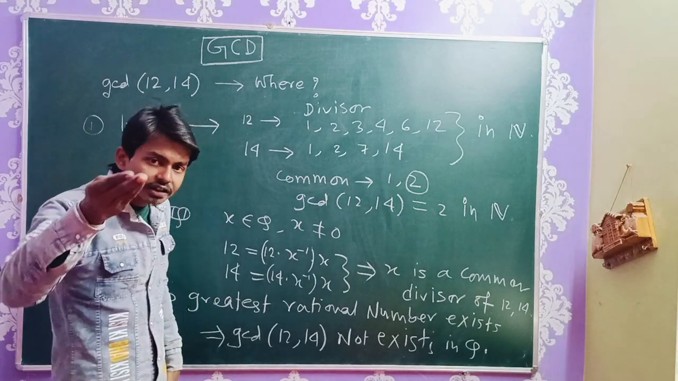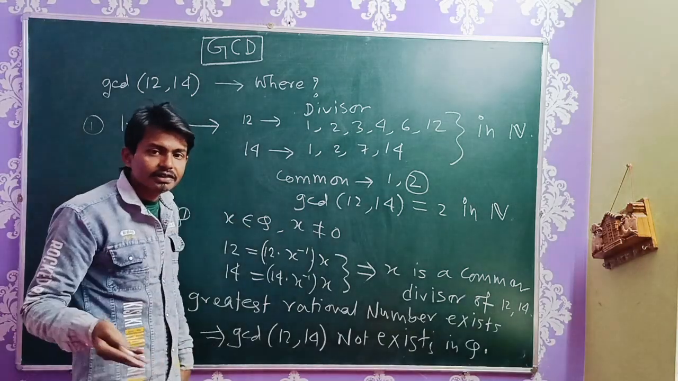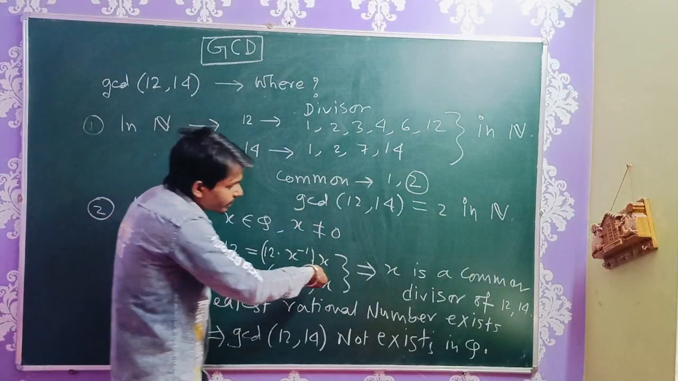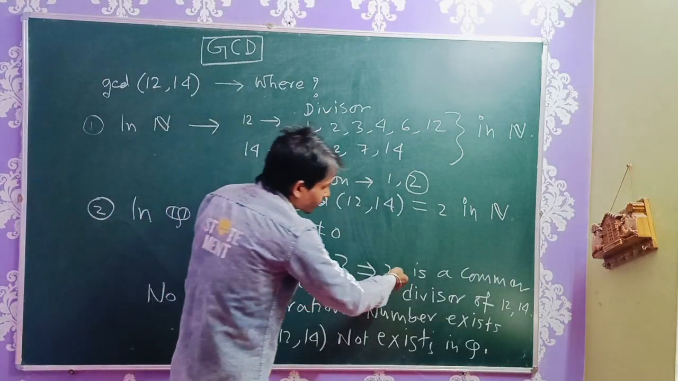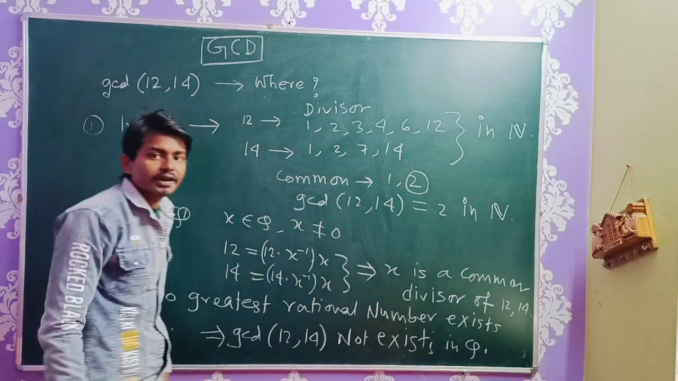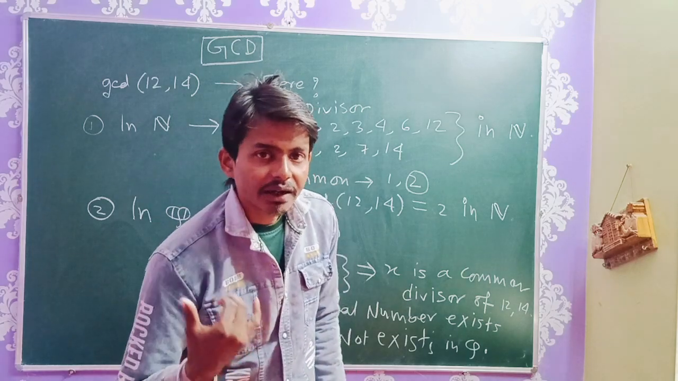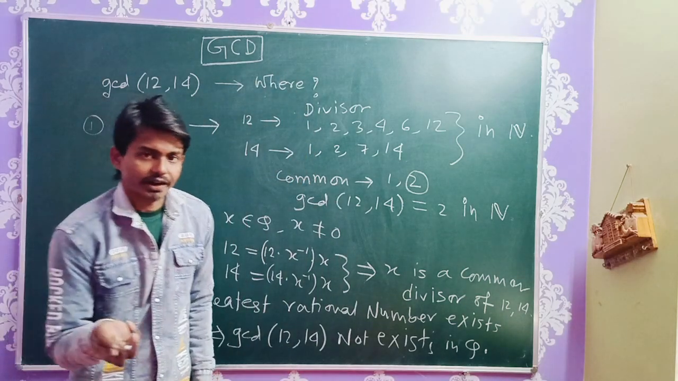One thing you note here is that theoretically, if you take any non-zero rational number, let's say x, then 12 you can write in this format, and 14 also in this way. Therefore, x is a common divisor of 12 and 14. So any non-zero rational number is a common divisor of 12 and 14.